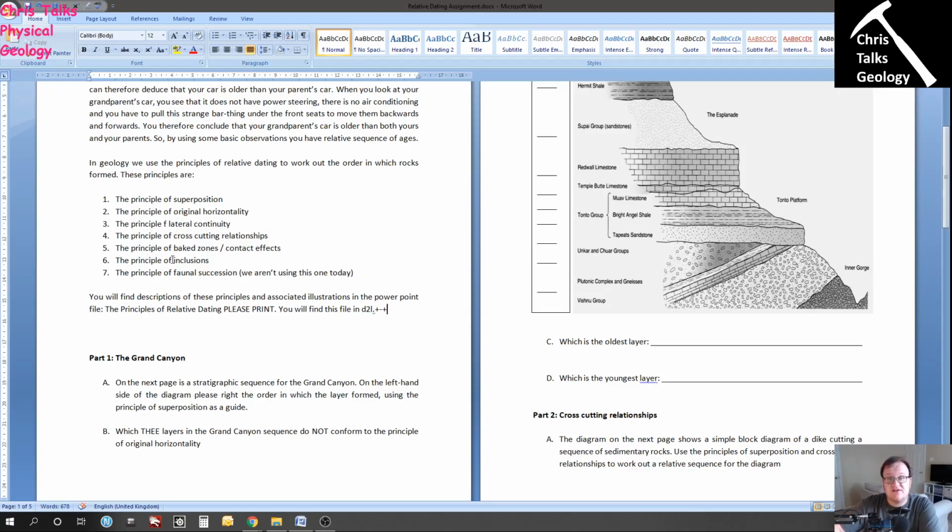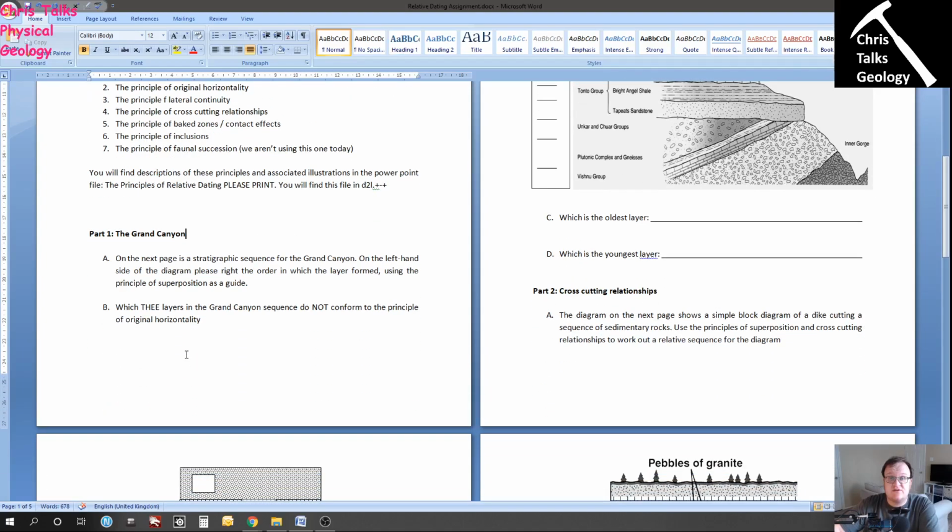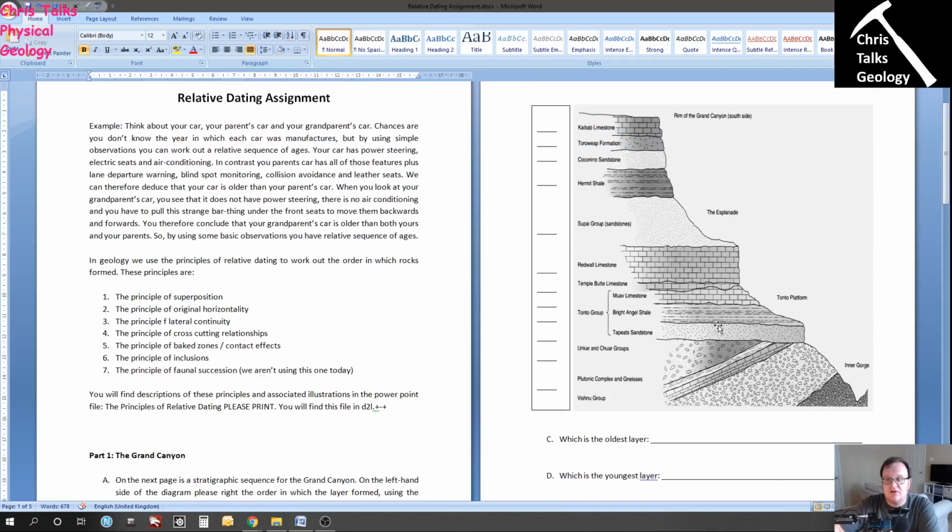Well, the answer is starting at part 1. Alright, so here's part 1. What does it ask us to do? So on the next page, you can see we have this diagram. Now this diagram is of the Grand Canyon.